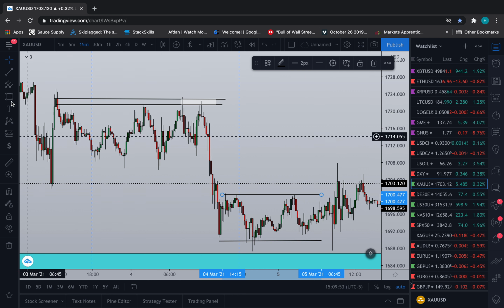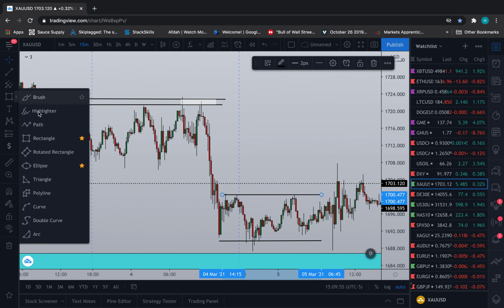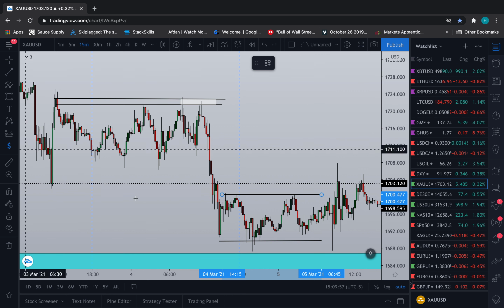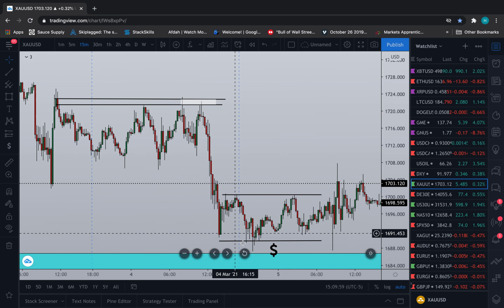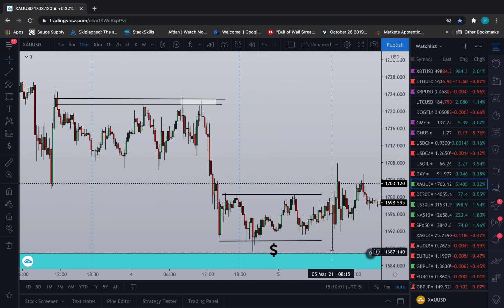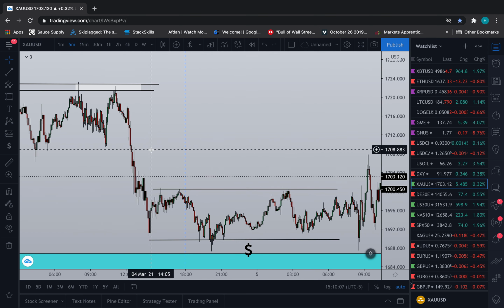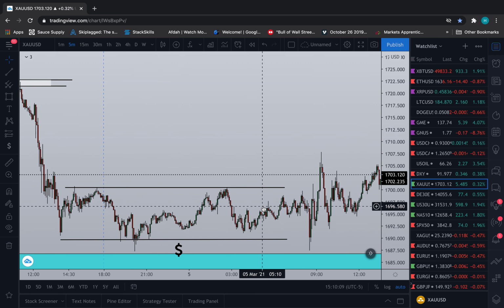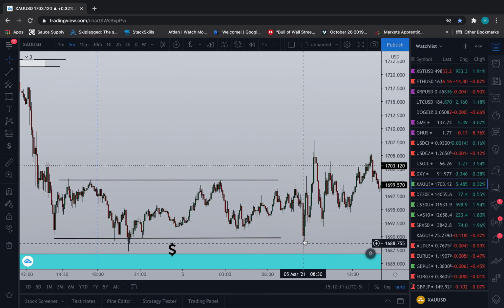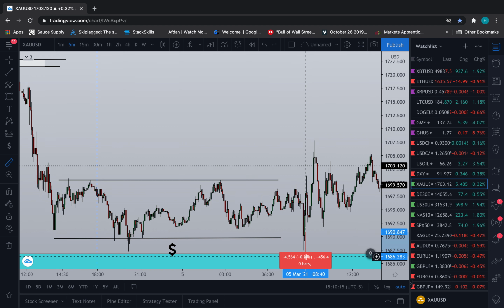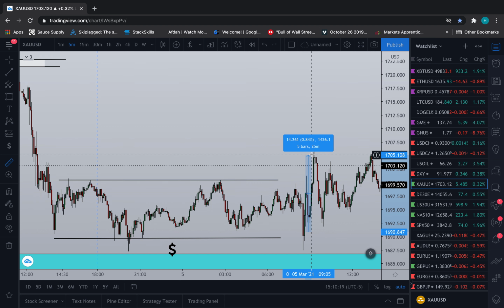And when you see them go right below that area and stab it with a wick, you know what's going on. You know what's going on. They're coming for those stop losses. And once they do that, and you understand what's going on, you take that counter, you put the stop loss below the liquidity sweep, and then you take the buy.